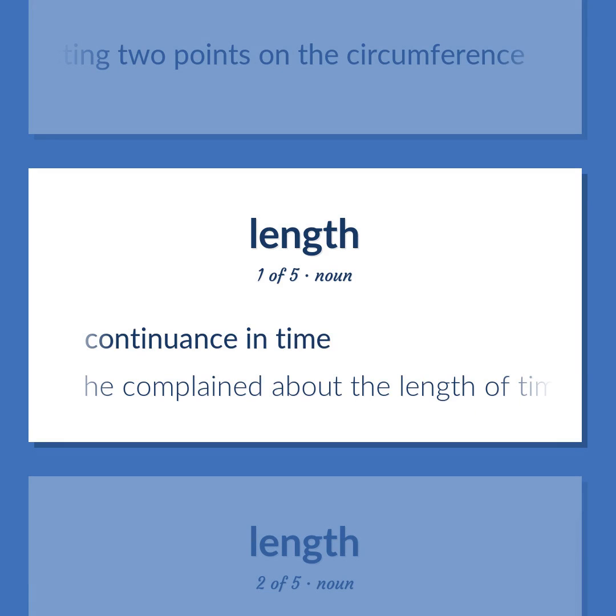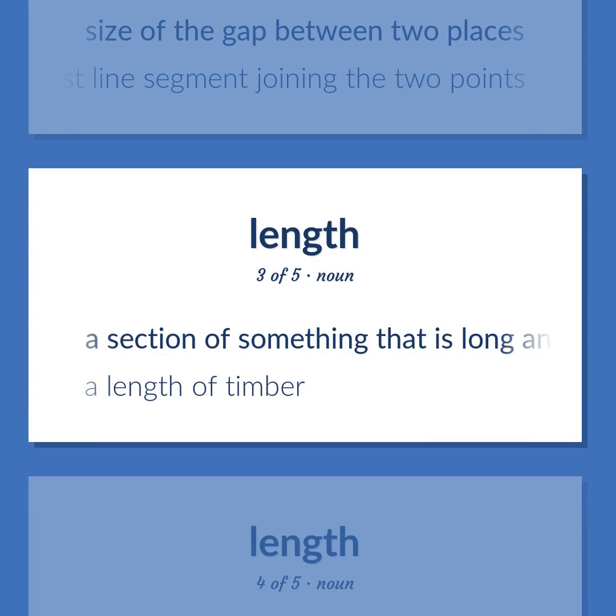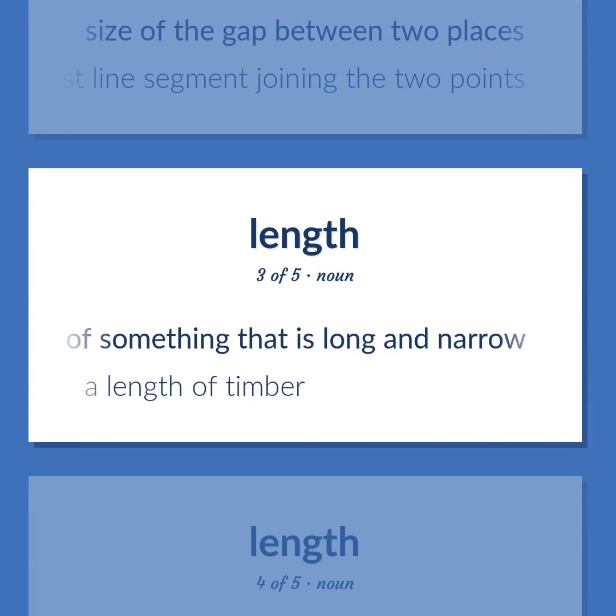Continuance in time. He complained about the length of time required. Size of the gap between 2 places. He determined the length of the shortest line segment joining the 2 points. A section of something that is long and narrow. A length of timber.